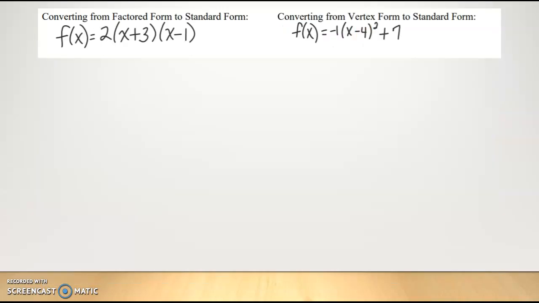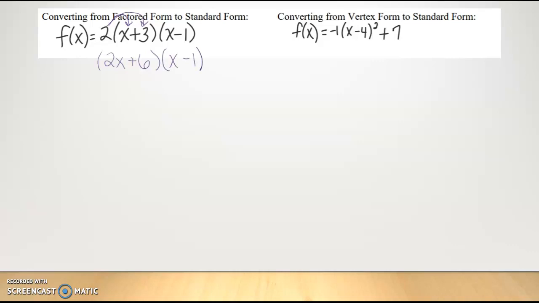Let's look first at converting from factored form to standard form and vertex form to standard form. In order to do that, I am going to have to multiply my two factors. What I'm going to do first is distribute this 2 into my first factor. So 2 times x is 2x, 2 times 3 is 6.